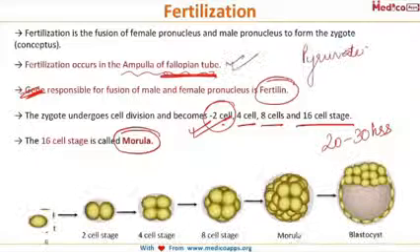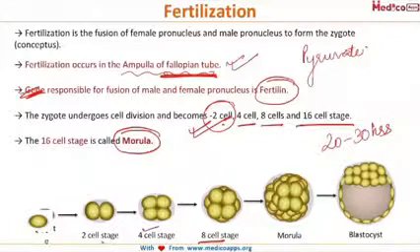And this cell division has been beautifully depicted in this diagram. Here we have the zygote, the 2 cell stage, the 4 cell stage, the 8 cell stage, and the 16 cell stage, which is called morula. And then it leads to the formation of blastocyst.